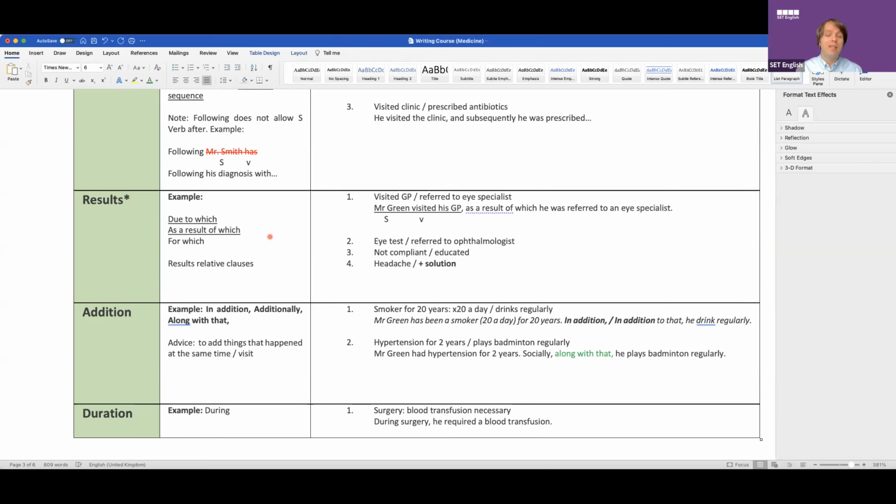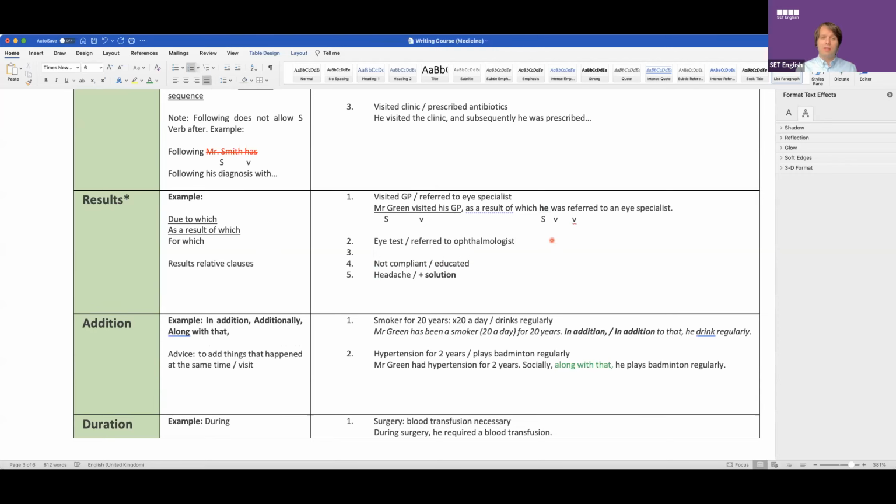Is there another subject in the second clause? Yes, there is. I know it's the same person, but you need to write the word in, right? You can't leave it out. You have to write the pronoun in, okay? So let's try this one together.